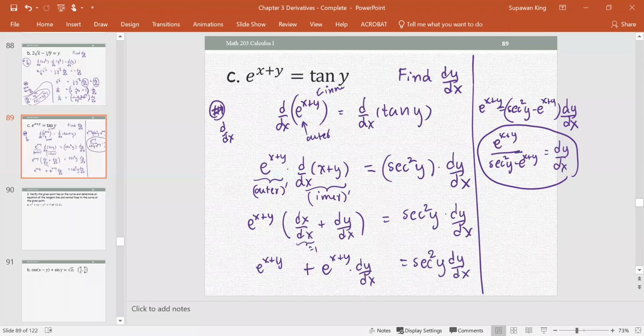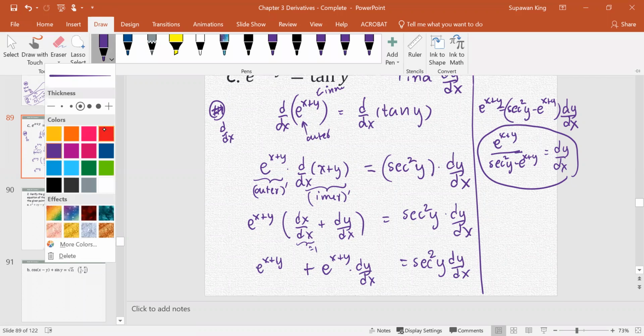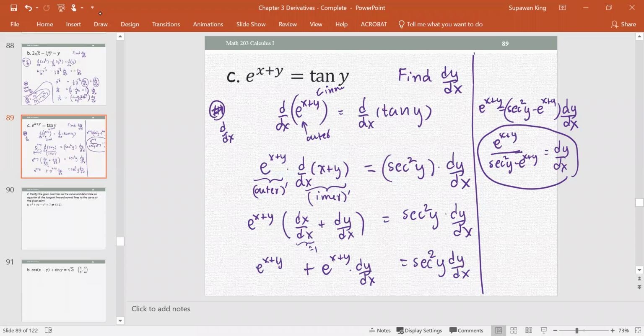At this step, if you would like to see more steps, I'm going to add it over here real quick. I'm changing the color so you can see how it works out. So this is e to the x plus y equals secant square y dy by dx. And since you subtract both sides by e to the x plus y dy by dx, and both of them have the common factor dy by dx, we take it out as a common factor, and then in the parentheses, we have the coefficient of dy by dx.